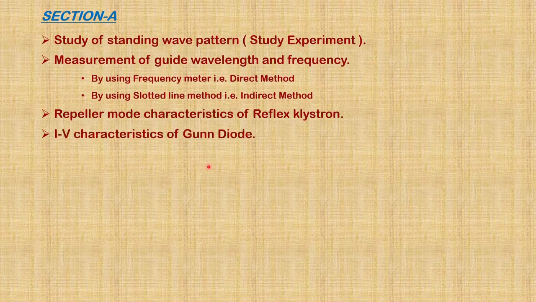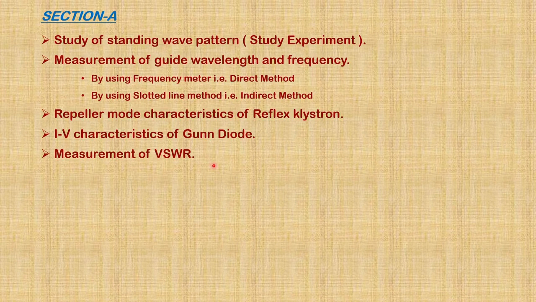Next experiment is IV characteristics of Gunn diode. In this experiment, by varying bias voltage, we are going to find out the relationship between current and voltage of the Gunn diode. Here we can observe peak and valley values in the negative resistance region.